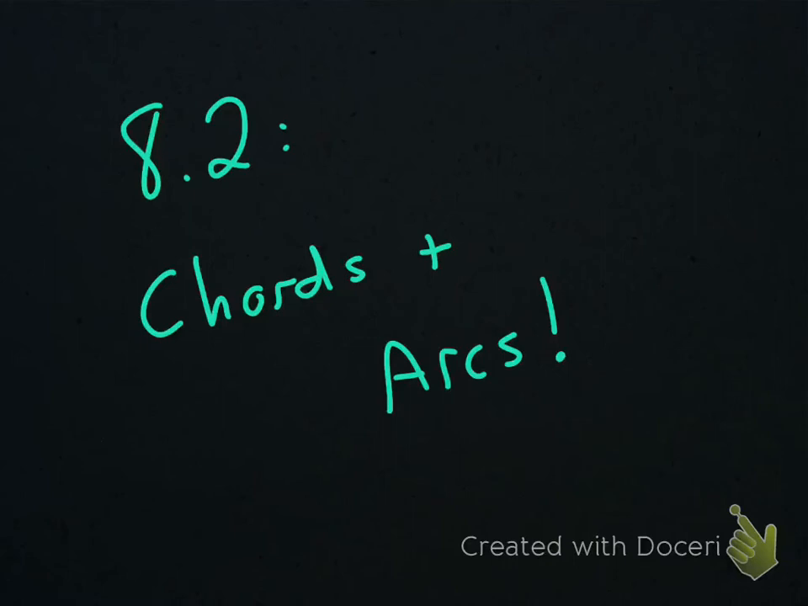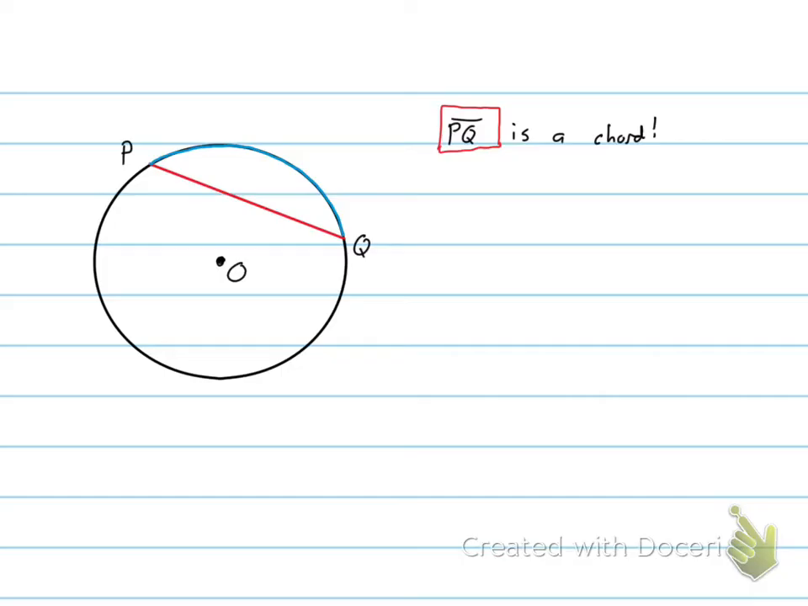In section 8.2, we're talking about chords and arcs. There are a lot of theorems in this one, so just get ready for that. Have your pencils ready. So we're going to start out by talking about some basic definitions here.